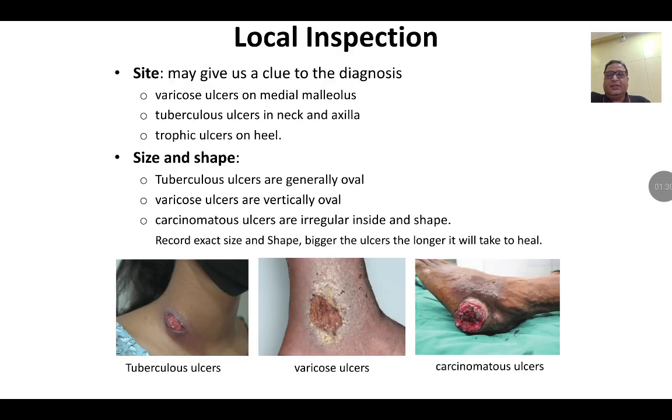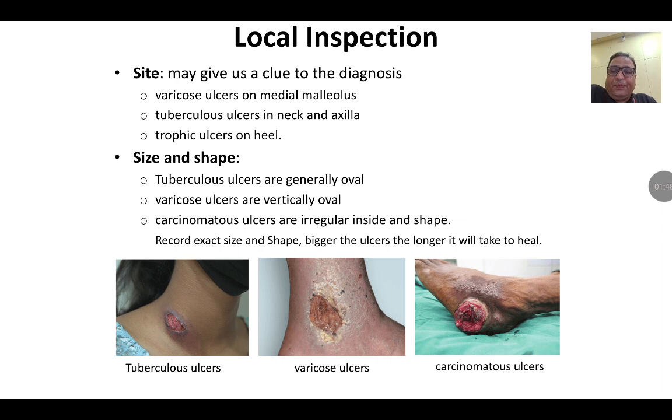Local inspection. The site may give us the clue to the diagnosis. The varicose ulcers are seen on the medial malleolus. Tuberculous ulcers are seen in the neck and axilla. The trophic ulcers are seen on the heel or on the ball of the great toe. These are the weight-bearing areas of the foot.